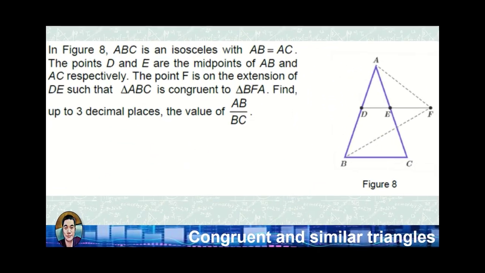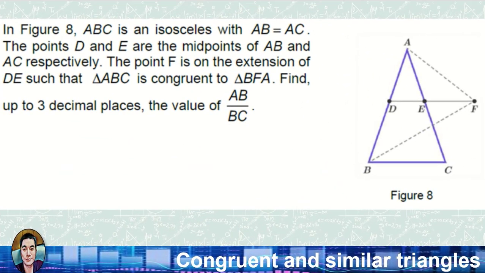For today, we are going to solve these geometry questions regarding congruent and similar triangles. So in this figure, we call it figure 8. ABC is an isosceles triangle with AB equals AC. The points D and E are midpoints of AB and AC respectively.